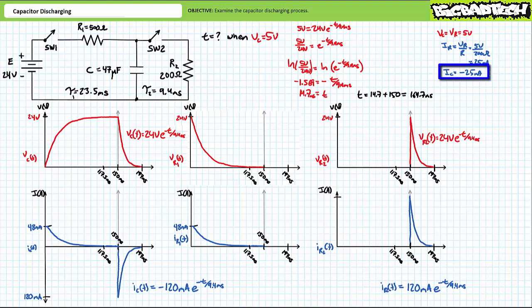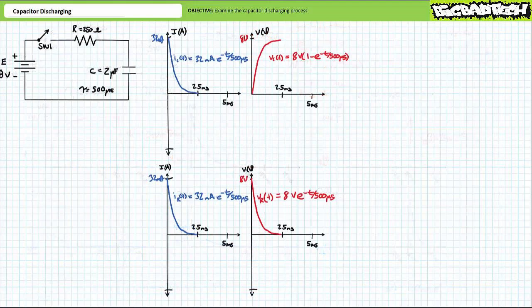This implies that 25 milliamperes is traveling out of the discharging capacitor, where again a negative sign implies a reversal of current flow during the discharge process. Too easy. Let's examine the capacitor discharge process for one more system. Let's base this example off our previous example 3 from the capacitor charging lecture.